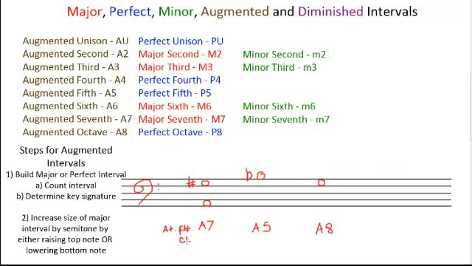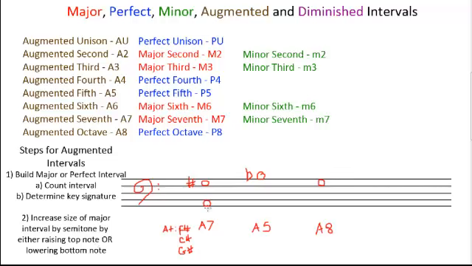So we can compare those sharps with what notes we have. We have an A to a G sharp. Since that G sharp is in the key signature, right now we have a major 7th, which is great. So we've got our major interval built. Our next step is to increase the size of that major interval by a semitone.